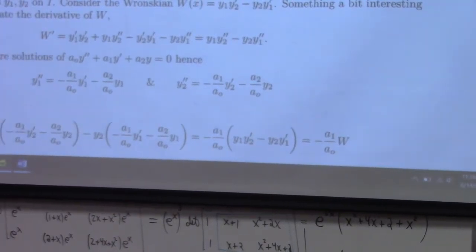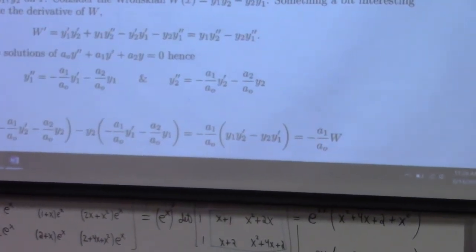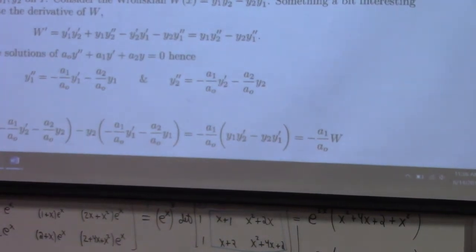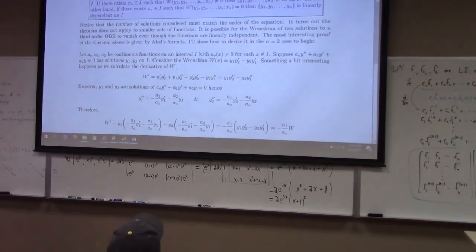So this is what we just argued. If the Wronskian's non-zero, then the set of functions is linearly independent. On the interval.